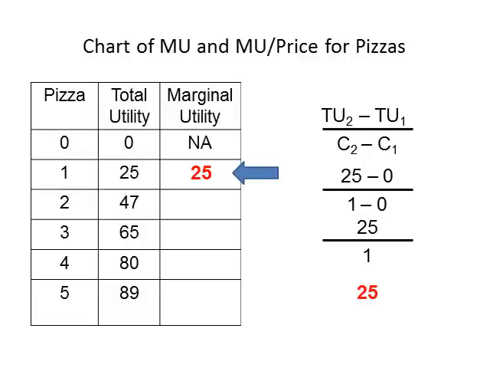Let's write down the formula for the marginal utility. Substitute the values into the formula. In this case, TU2 is 25, TU1 is 0, C2 is 1, and C1 is 0. Next, do the subtractions, which gives 25 in the numerator, the top number, 1 in the denominator, the bottom number, and divide the numerator, 25, by the denominator, 1, which is equal to 25. And we'll put 25 into the second row of the marginal utility column.